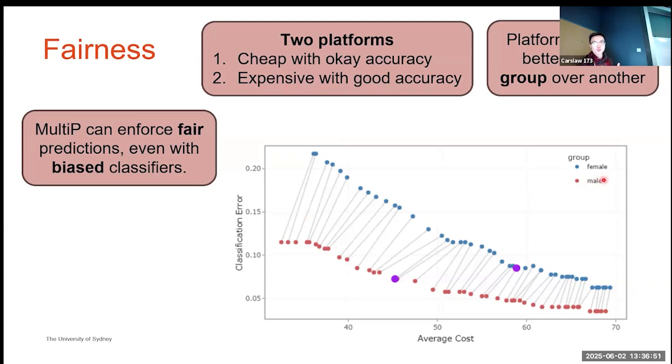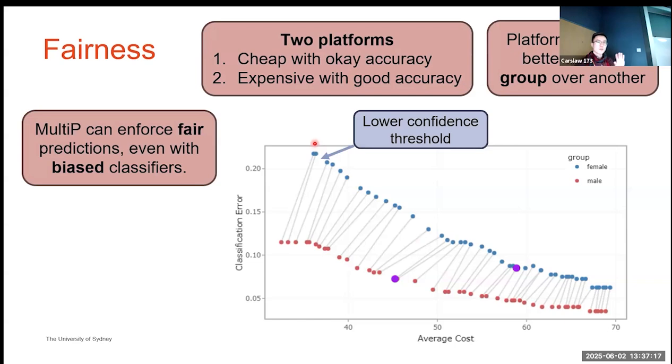So here we're pretending the two groups are, let's say, male and female, because there is a lot of unfairness between males and females in medicine and in medical treatments. And so for each of these groups, what we're plotting here is, if you use a different confidence threshold, what the trade-off would be between error and cost.